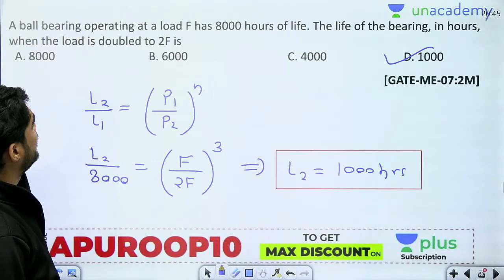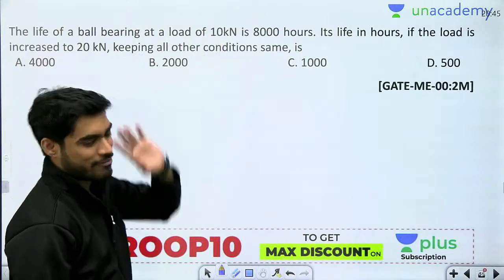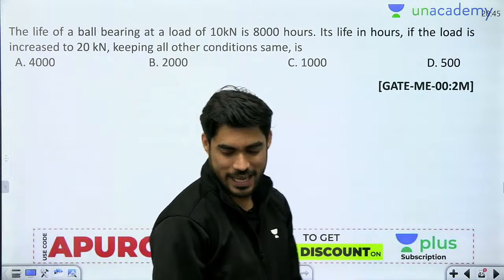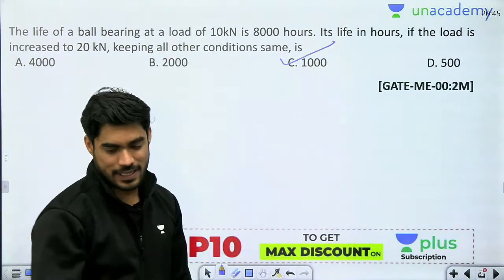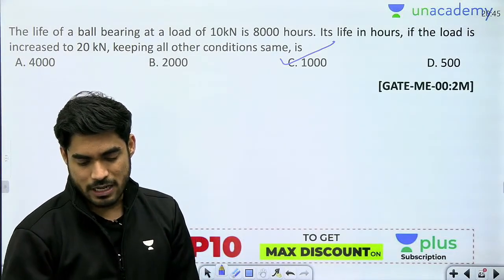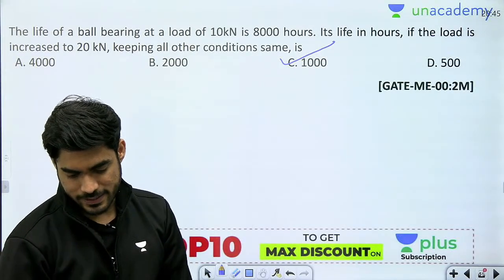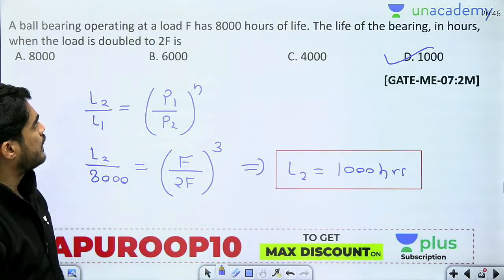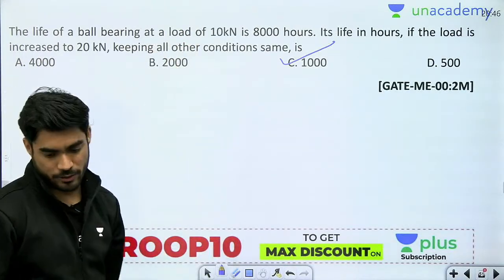This is the same question. Only in this case they have given the F. इस बार बस वो F दे दिया है उन्होंने. Same question. C will be the answer, right? Yes, C will be the answer. 1000 hours. If you double the load, the life will become 1 by 8 times. See, same question, but in the earlier question they have given F and 2F. Here they have given 10 and 20 kilonewton.